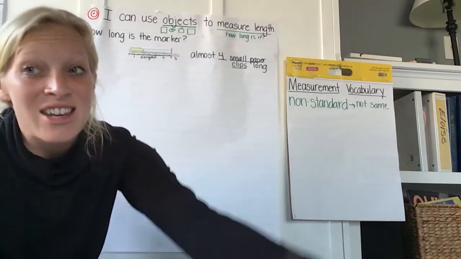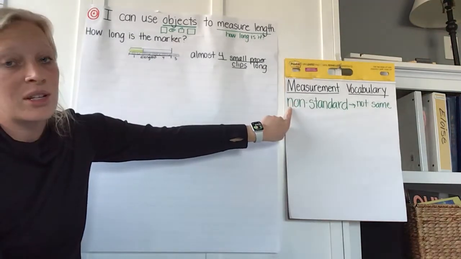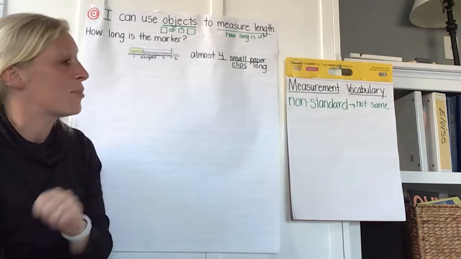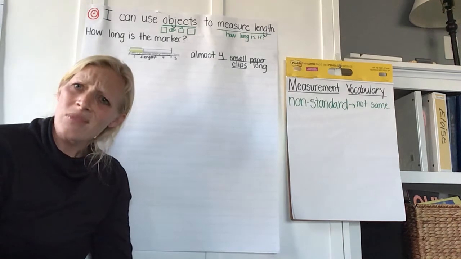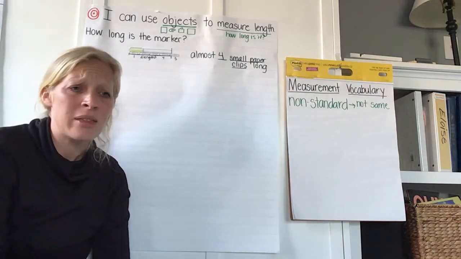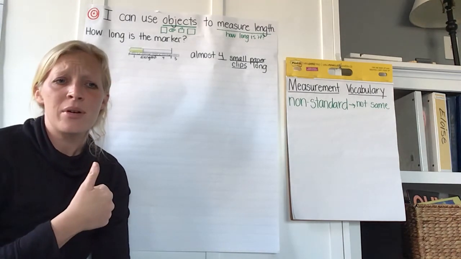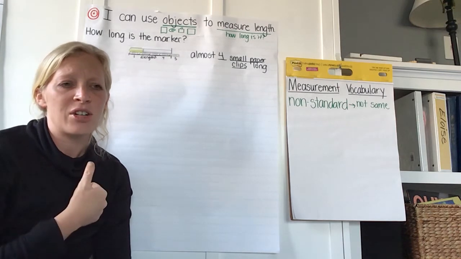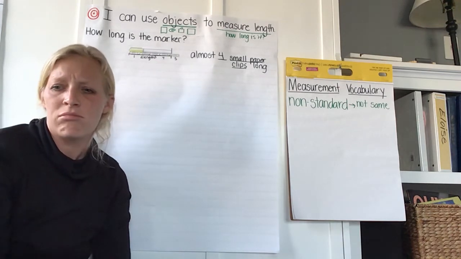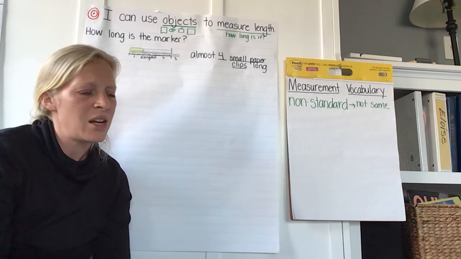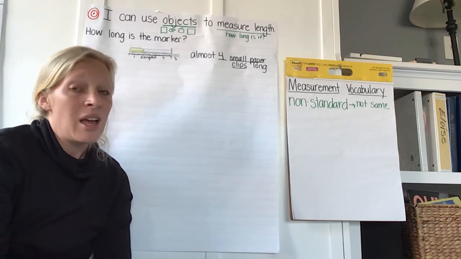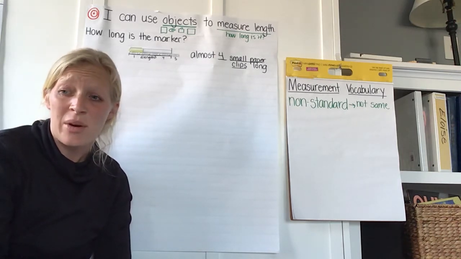So, take a peek at that. Those are our non-standard units of measure, right? That's one example of measuring with that. Are paper clips good to measure with? What do you think? A thumb up or a thumb down? Yes, they're good to measure with. No, they're not. Why did you say no? It was really hard for me to keep them straight, wasn't it?